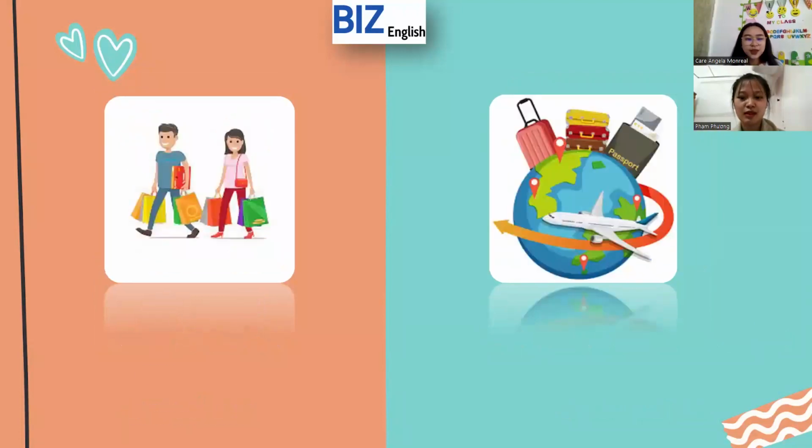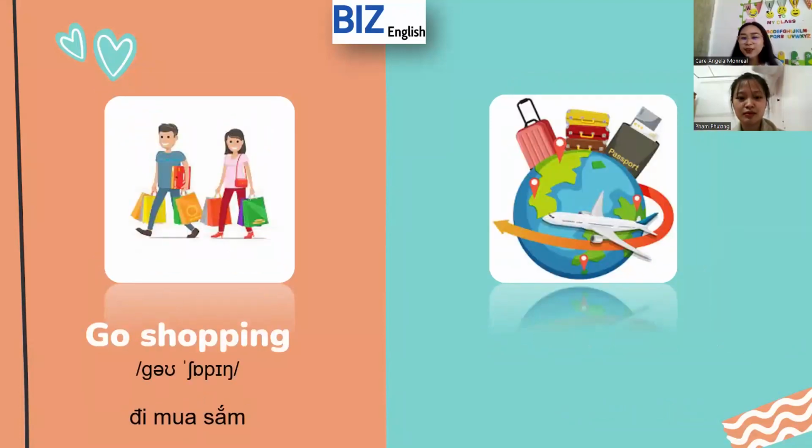Okay. Next, we have go shopping. Go shopping. You like shopping? Yes, I like shopping if I have money. Same here. I go shopping if I also have money. So, how often do you go shopping in one month? Twice a month. Twice a month. Wow, that's very good.